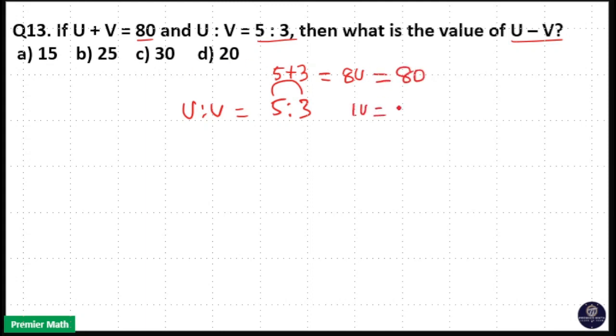That means 1 unit is equal to 10. The same way, u minus v is equal to 5 minus 3 is equal to 2 units. That is 2 into 10, 20. So your answer is option D.